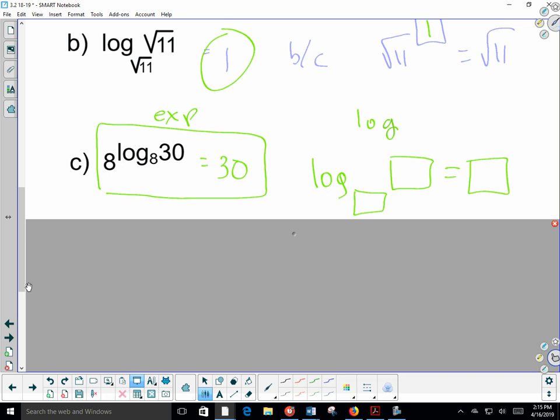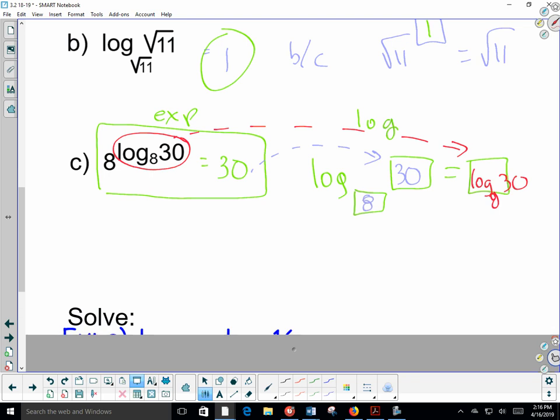So it's going to be log to the base 8. 8, there's my base. Log to the base 8 of 30 equals log to the base 8 of, yeah, this whole exponent here, that whole exponent is my logarithm. So that's log to the base 8 of 30. So I get log to the base 8 of 30 equals log to the base 8 of 30. Are we okay with this?